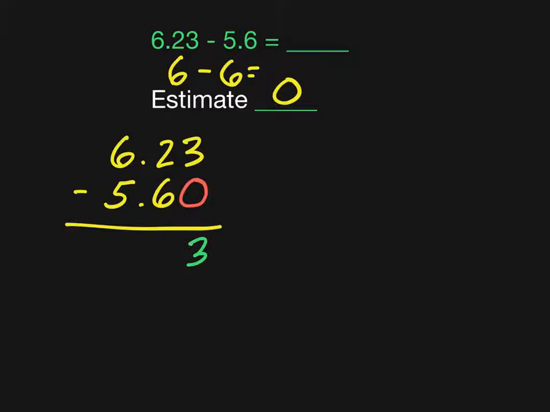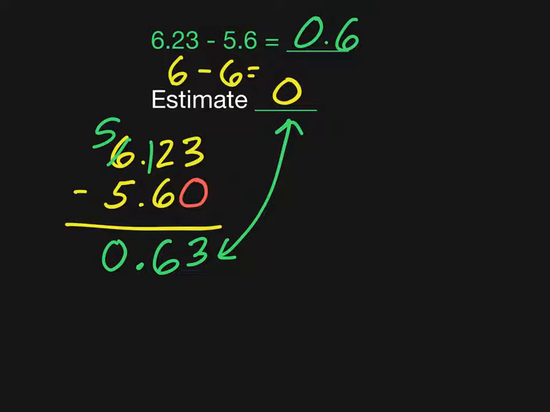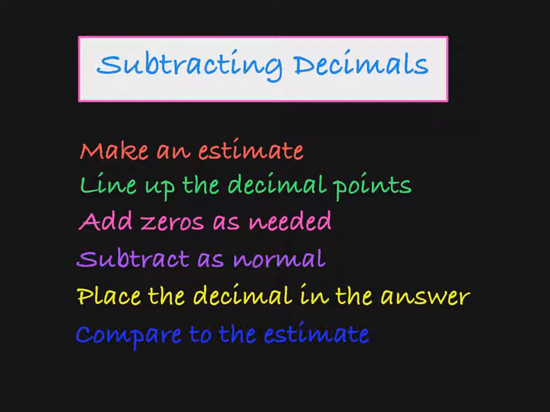3 minus 0 is 3. A little bit of borrowing. Bring down that decimal point. We get 63/100, which is pretty close to 0. Makes sense. And our answer is 63/100. So our last step is just to recap.